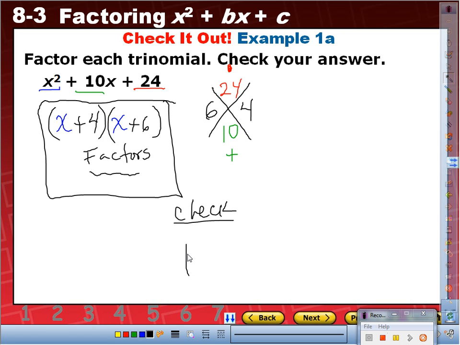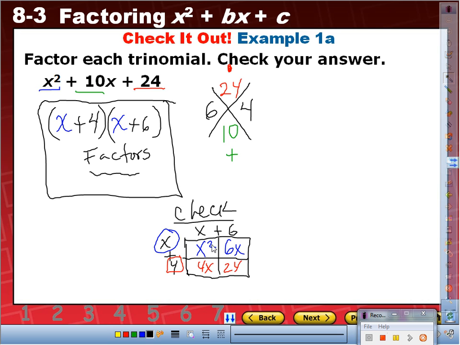Area model. We got x plus 4, x plus 6, line across and line down. Let's see, x times x, that's x squared. X times 6, that's 6x. Focus. 4 times x, that's 4x. 4 times 6, that's 24.